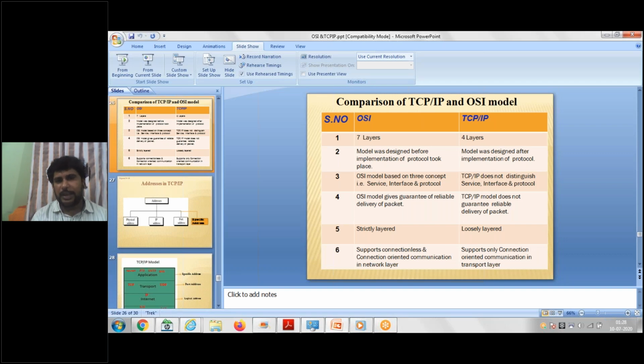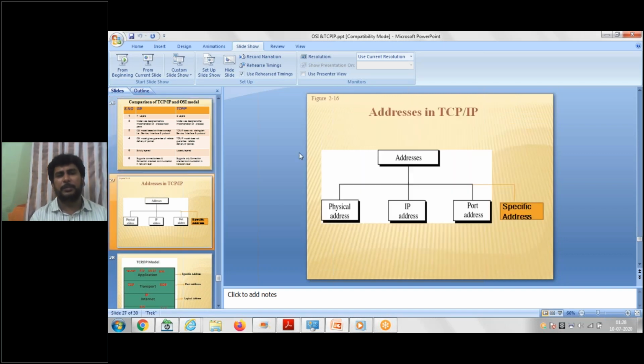OSI does not guarantee the reliable delivery of packets, whereas TCP gives it. One is strictly layered and the other is loosely layered. OSI supports both connectionless and connection-oriented communication, whereas TCP/IP supports only connection-oriented communication. Okay, these are some of the major differences between the OSI and the TCP/IP model.